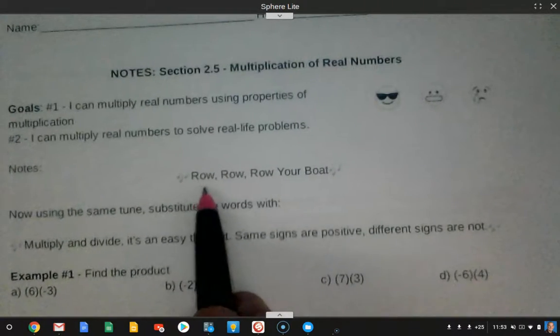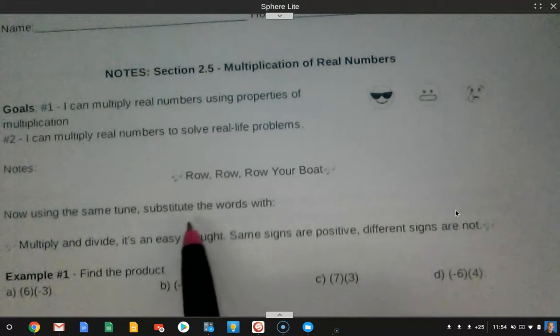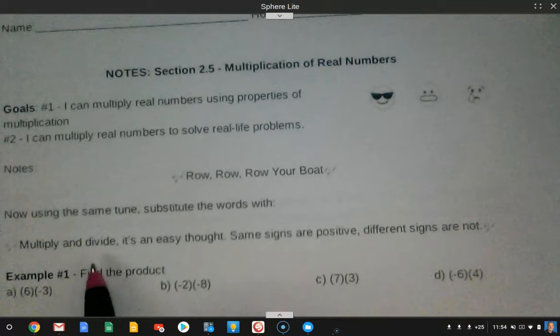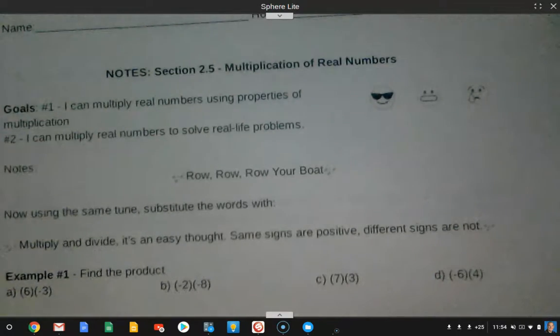Again, we have a third verse to Row, Row, Row Your Boat. So now using the same tune, substitute the words with multiply and divide. It's an easy thought. Same signs are positive, different signs are not.